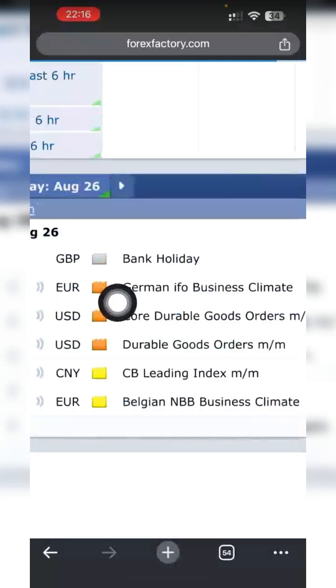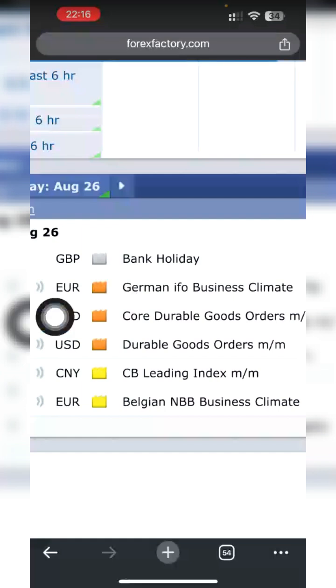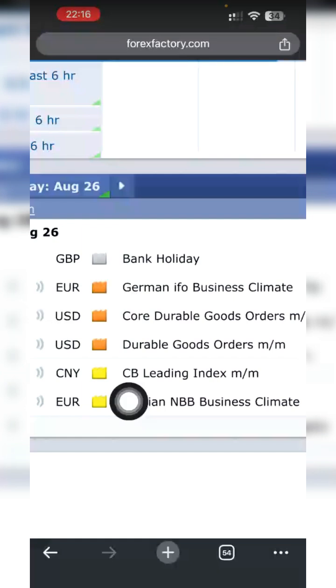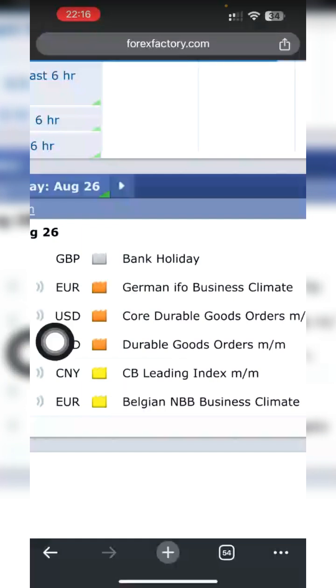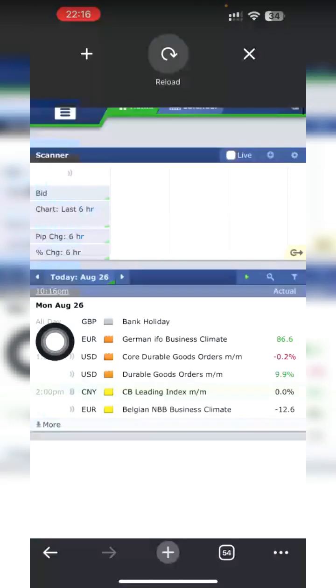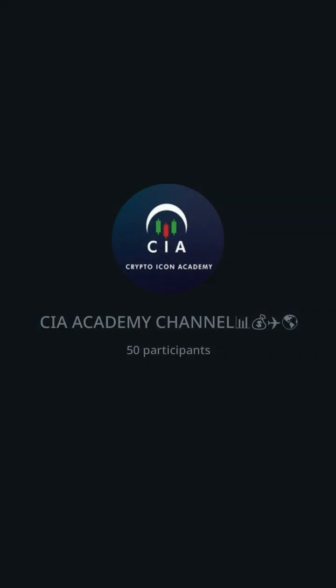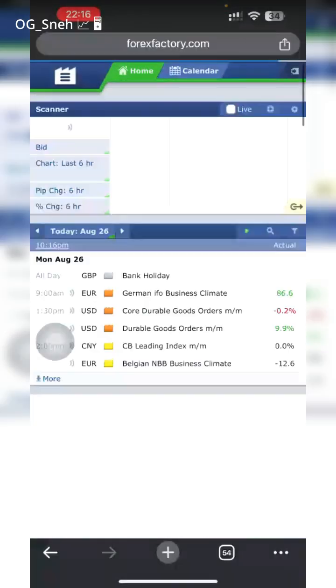If you see white, it means there is a holiday. If you see orange, it means it's just a medium volatility. If you see yellow, it means low volatility. Do you understand? If you see red, it is high volatility.